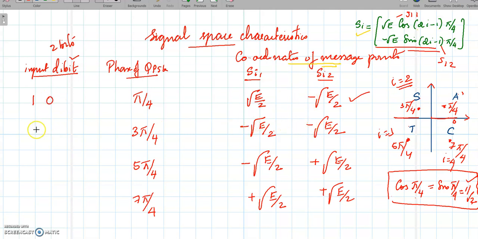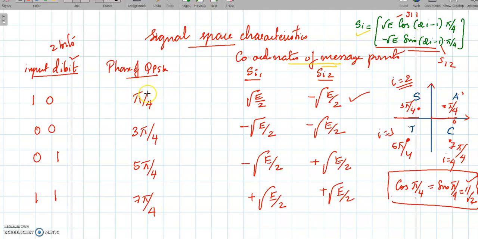So here both are negative, so 0, 0. Here the first one is negative and the second one positive. Here both are positive, so it is 1, 1. This is how you write the signal space characteristics. Now you can draw the signal space diagram or the signal constellation. You refer to this table and you can draw this.